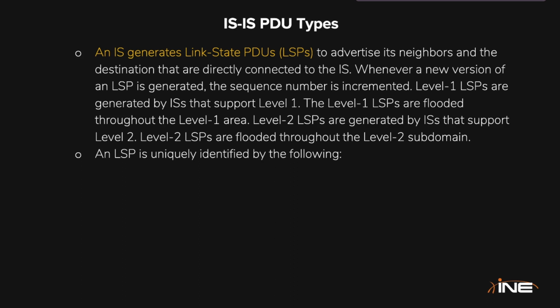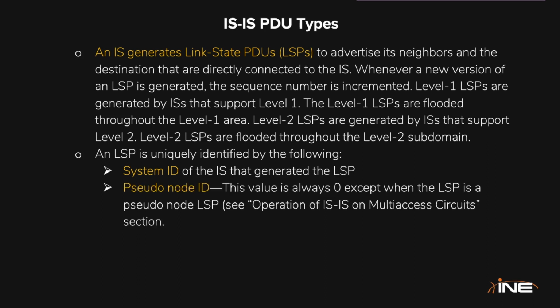An LSP is uniquely identified by the following. So let's say if I go and take a Wireshark capture and look at an LSP, you would see that it basically consists of the following. It will consist of the system ID, which is the ID of the router that generated the LSP. Think of this like in OSPF, where we have the originator of the LSA. Similarly here in the LSP, you would see the system ID, which tells you that this LSP was generated by this unique router. Then we have the pseudo node ID.